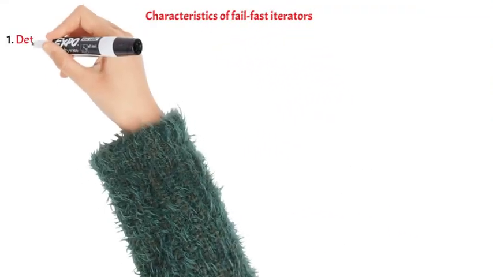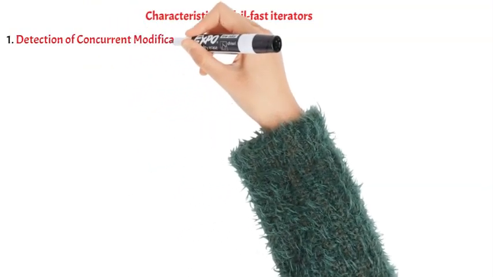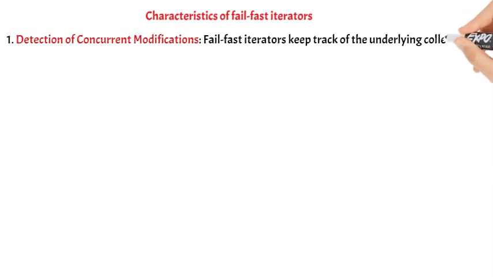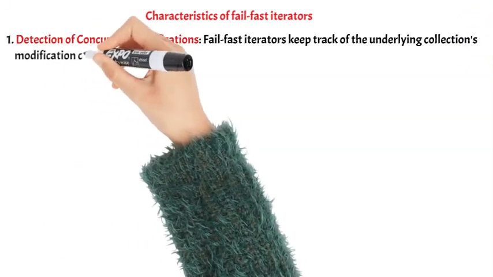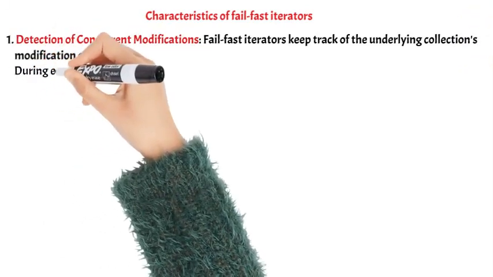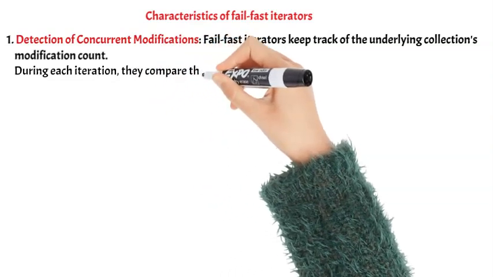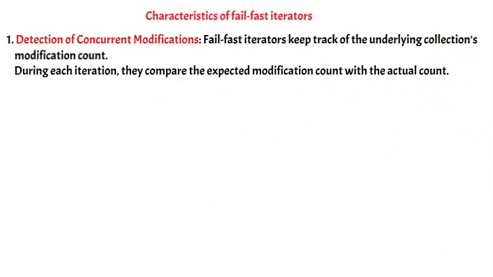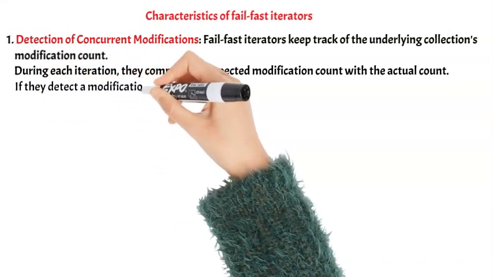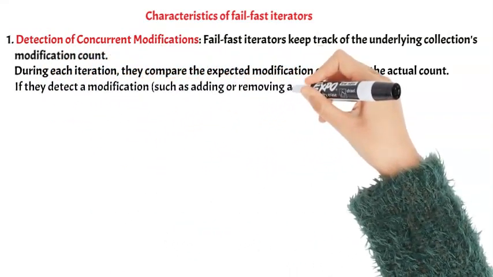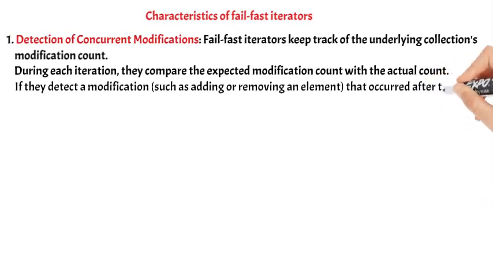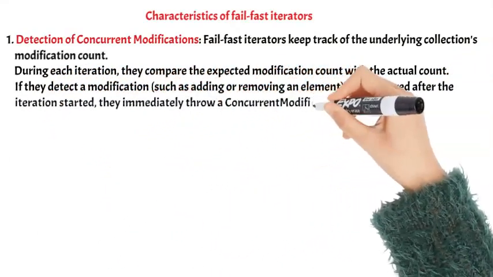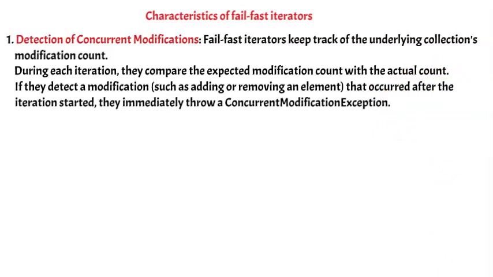1. Detection of concurrent modifications. Fail-fast iterators keep track of the underlying collection's modification count. During each iteration, they compare the expected modification count with the actual count. If they detect a modification such as adding or removing an element that occurred after the iteration started, they immediately throw a ConcurrentModificationException.